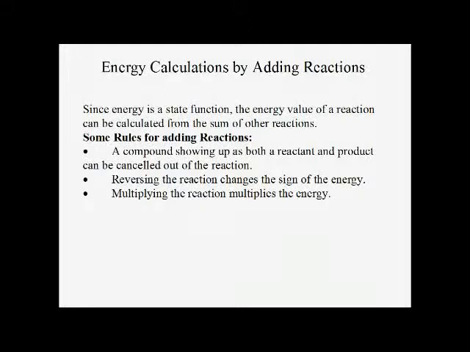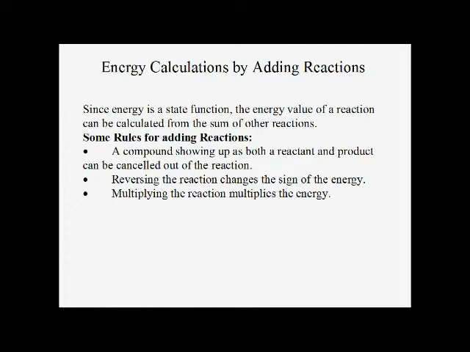Now, if we want to make up a reaction, we can do it in a series of steps. If we can find a series of reaction steps, we can add those steps up for the overall reaction. So some rules for doing this. When we're adding two reaction steps together, if something shows up as a reactant in one reaction and a product in the other reaction, they cancel out. If the coefficient in front of them is the same, they'll cancel out completely and will no longer show up.